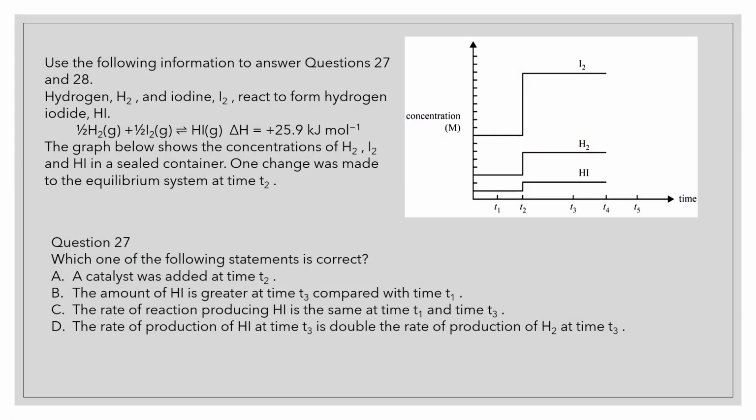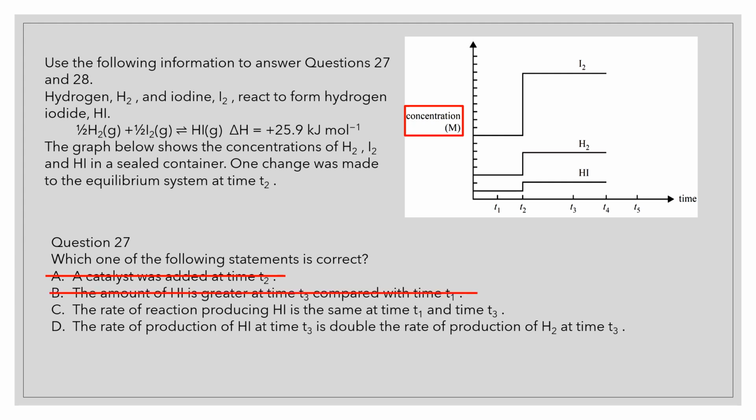A catalyst cannot change the position of equilibrium, so A is eliminated. Yes, the concentration of HI at T3 is higher than that at T1, however, it does not mean that the amount of HI at T3 is higher than that at T1, so B is eliminated.